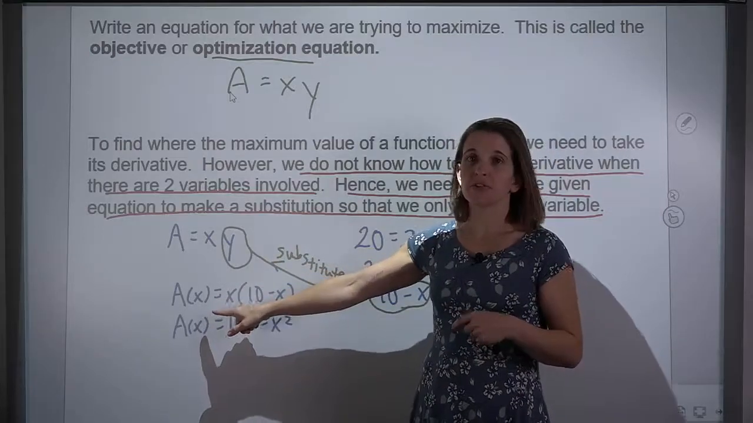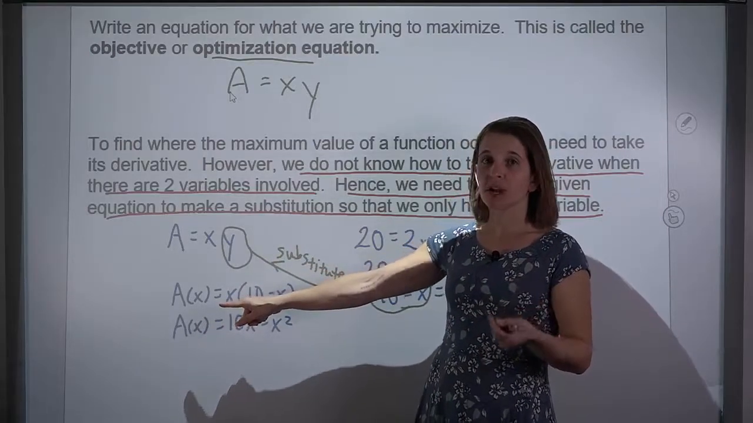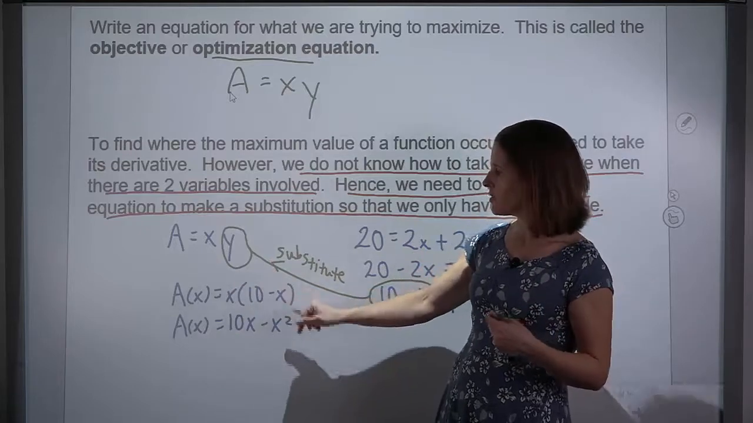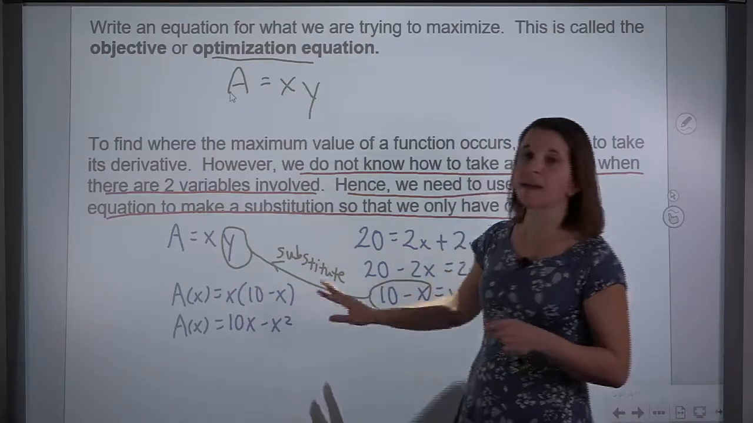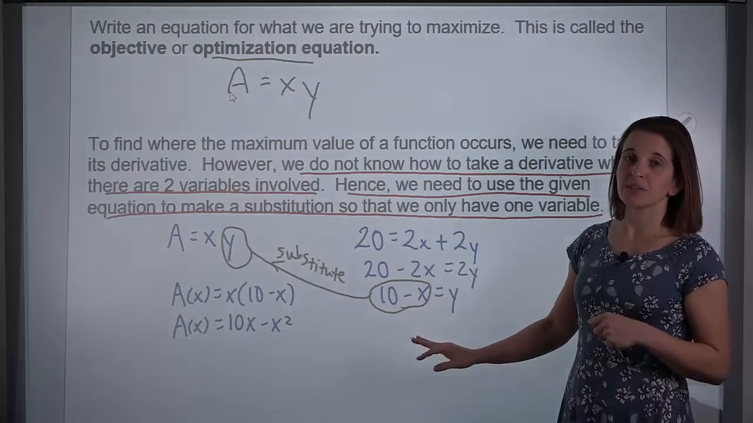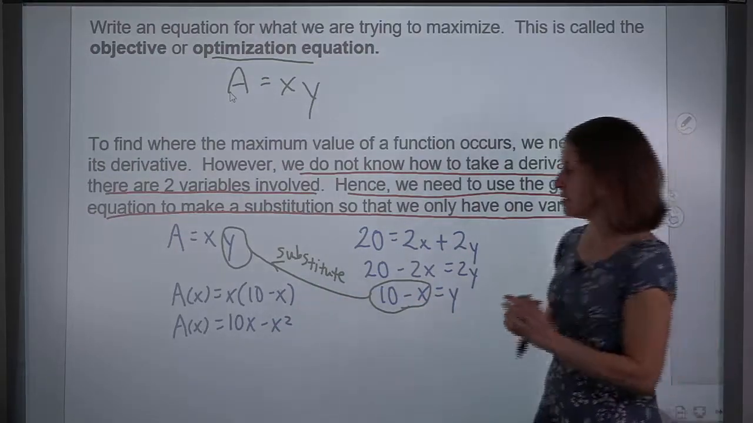So I replace y with 10 minus x, and then I can distribute. What I've done here is just stress that now it is a function of just x, which is what we're used to working with, just a single variable. It doesn't have to be x. So then I can distribute, and now I have my optimization equation in just a single variable.